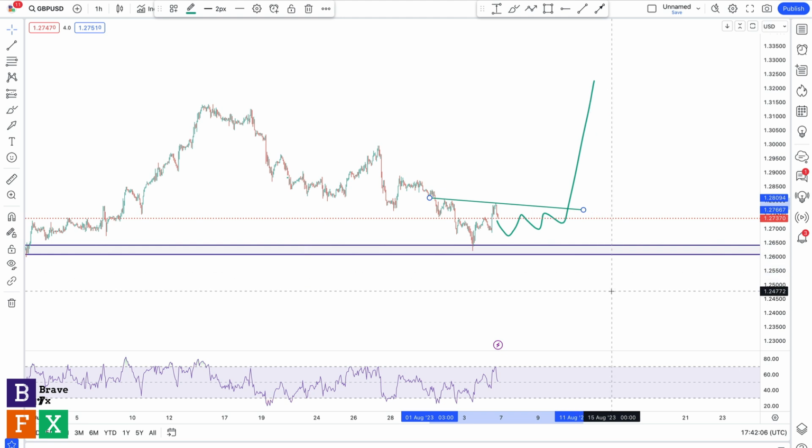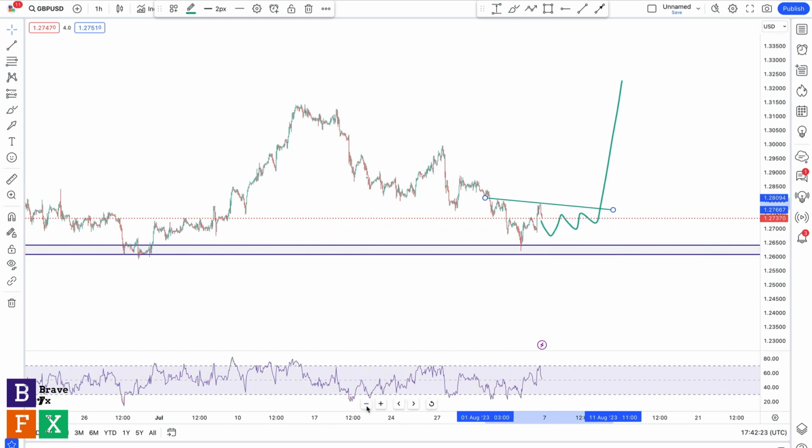I don't know the exact pattern it's going to form, but I'm just going to wait for us to get at least another high touching this green trend line over here and a breakout before I go long on GBP-USD, right? So this is my outlook for GBP-USD going long, because we're currently in a bullish trend.